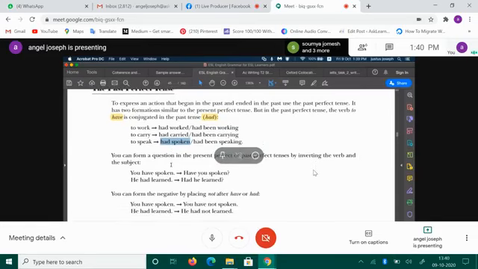Now, it's not just sentences where we use perfect tense. You would have seen perfect tense being used in questions. Have you spoken? Had you spoken?